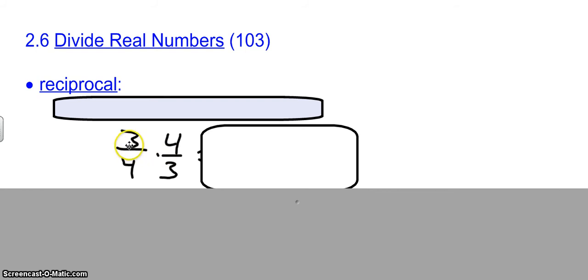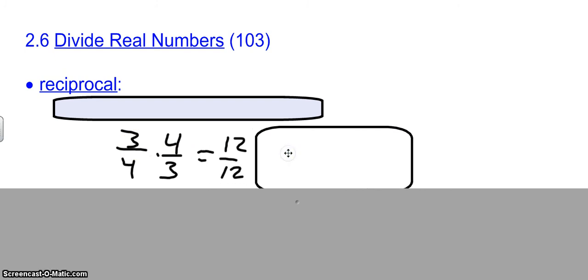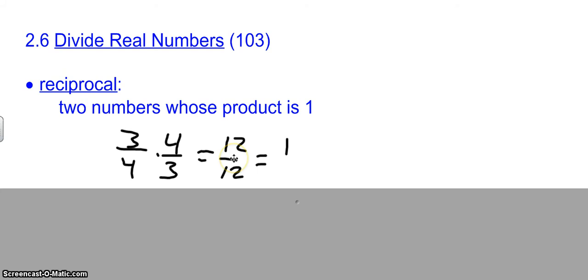Let's see. With multiplication, we simply multiply straight across the numerators, right? And the denominators. So 3 times 4 is 12, and 4 times 3 is also 12. And we can simplify that fraction. 12 over 12 equals 1, right? So when we multiply a number and its reciprocal, the product is 1. Two numbers whose product is 1 are reciprocals.